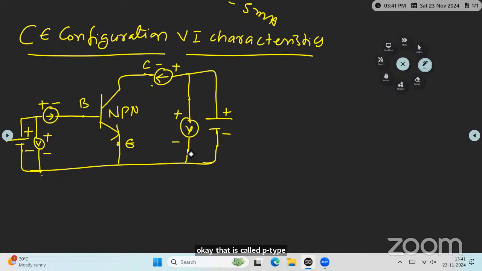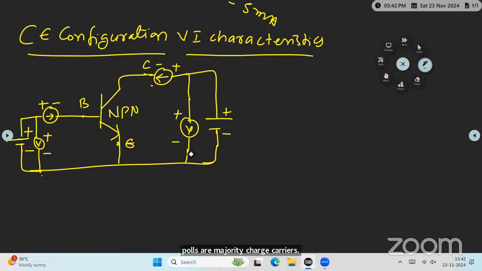So in the N-type semiconductor, what are the charge carriers? Electrons are the charge carriers, that is the majority charge carrier. What are the minority charge carriers? Holes are minority charge carriers in the N-type semiconductor. And similarly in P-type semiconductors, holes are majority charge carriers and electrons are minority charge carriers.